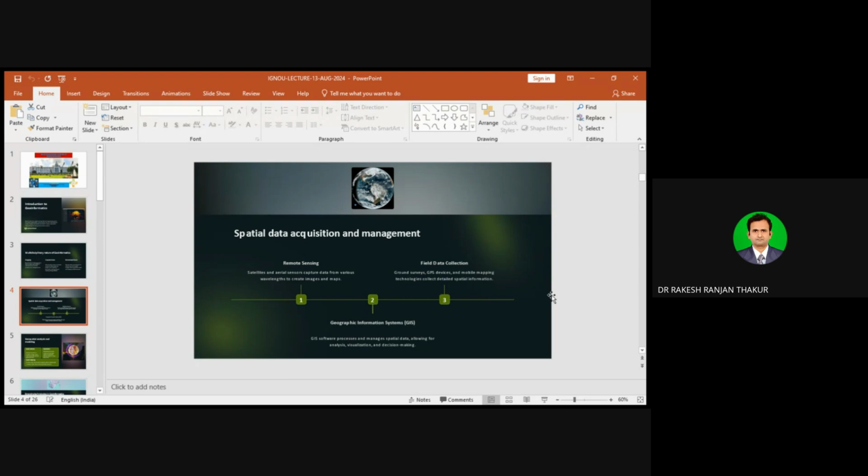Then, as we discussed yesterday, whatever we are doing in our lab, we are not 100% sure that it is correct. That's why we need to have some ground truth collection or field data collection. So I can say that these three are very important in geoinformatics: remote sensing data, satellite data, then GIS data, then the verified data, that is the field data collection or ground truth collection.